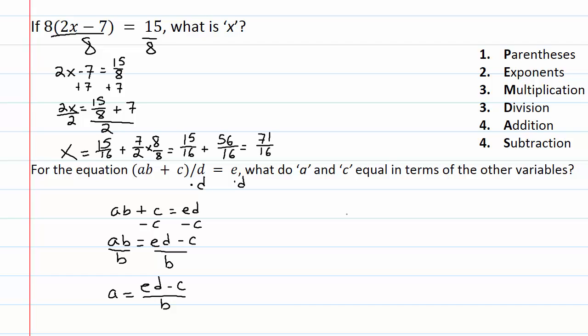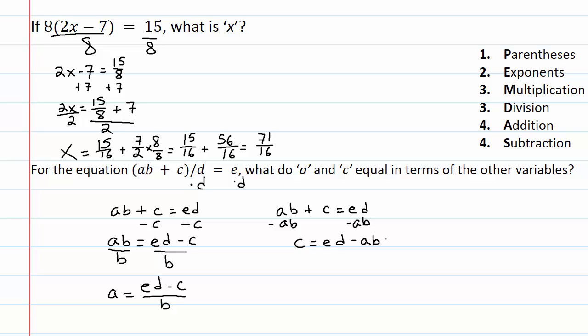If we want to get the C by itself, the C is still in the parentheses being divided by the D, so we also need to multiply by the D on both sides to get rid of the parentheses. We'll be left with AB plus C equals E times D. Now we're trying to get C by itself. C is not connected to anything, so we just remove what's left on the same side, and we need to subtract the quantity AB. C should equal ED minus AB.